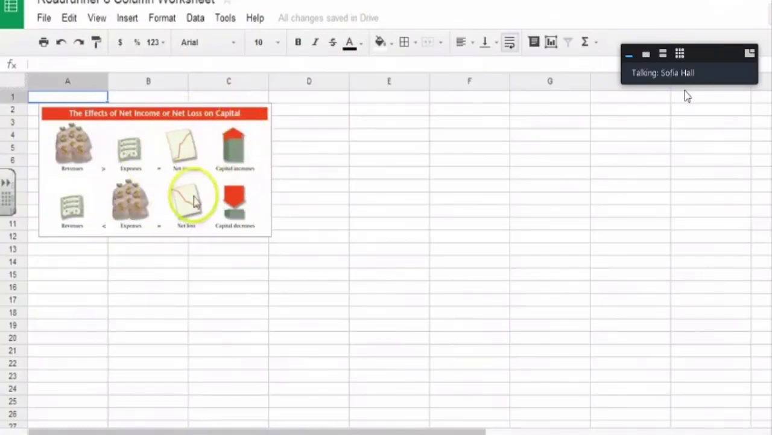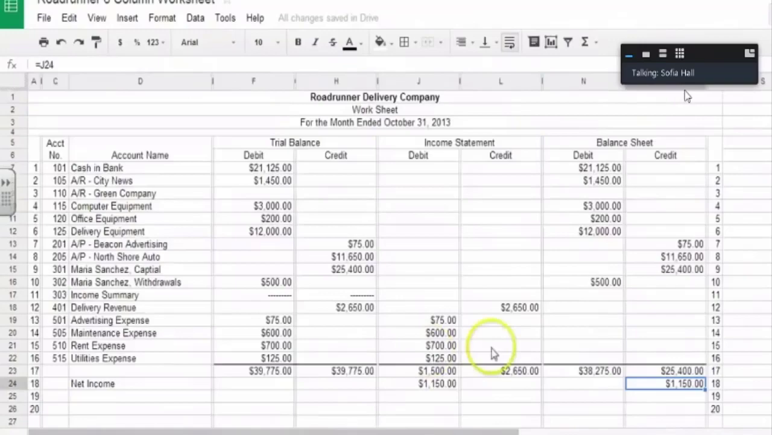Now, if we would have had a net loss, which would have meant that our revenue is less than our expenses, it would decrease our capital, okay? Since we know that our capital is increased on the credit side, that is why we enter our net income on the credit side. Because our owner's equity or our capital account is increasing because we have more income, okay?